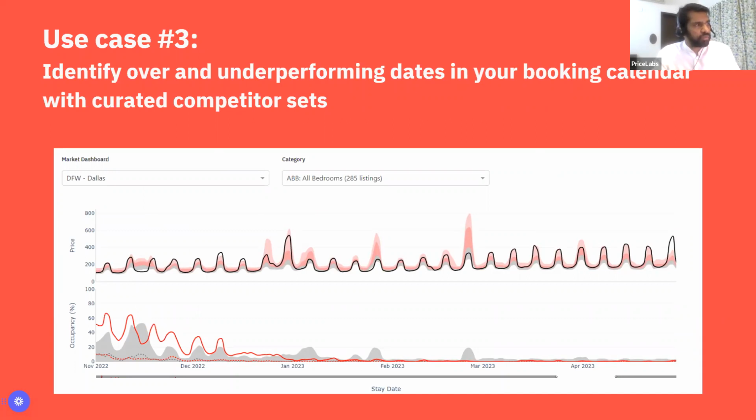But the 3rd use case that we talk about is where you can identify, one, are there certain dates where your occupancy is a lot higher than the market or lower than the market, and also your pickup information. Are you getting a lot more bookings in comparison to the market, right? And as I dive into the product itself, it will become a lot clearer.